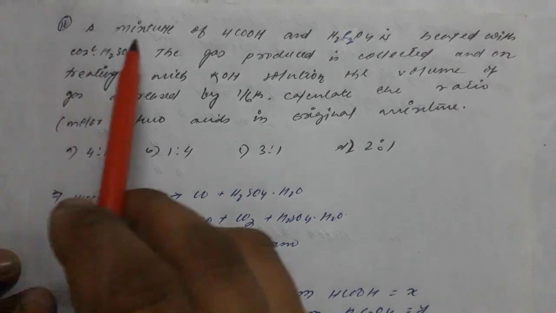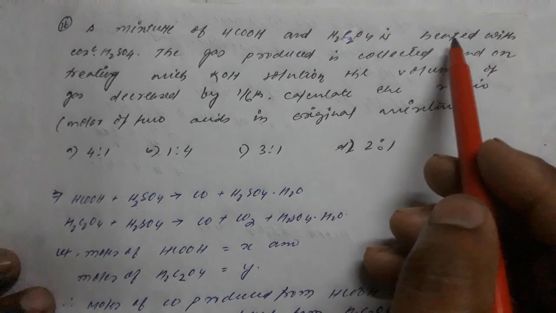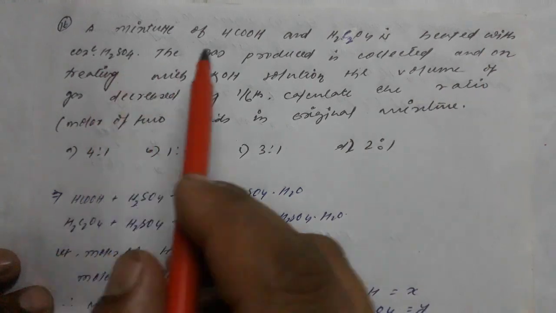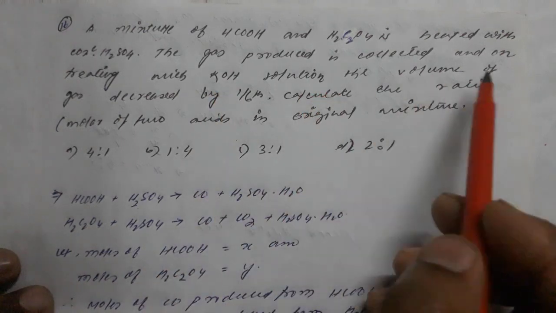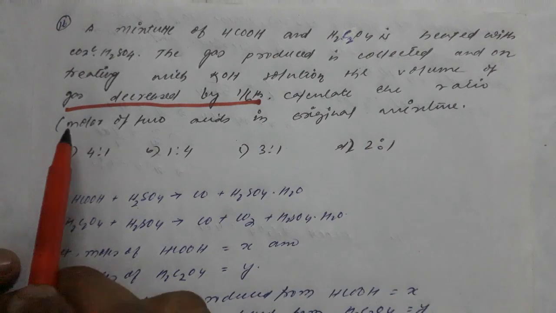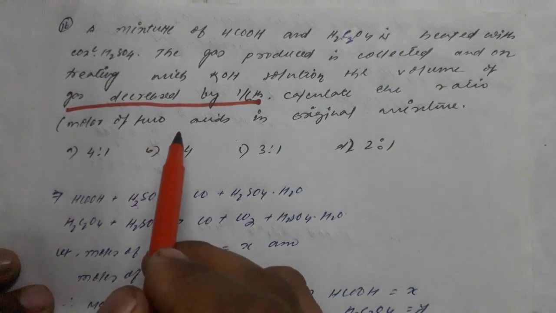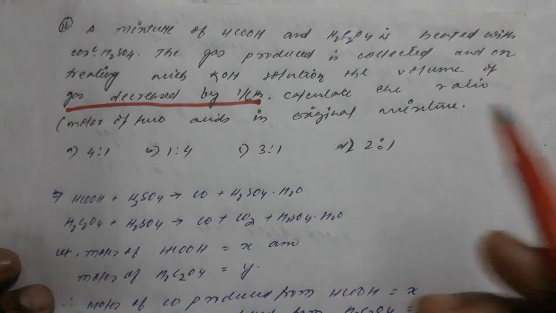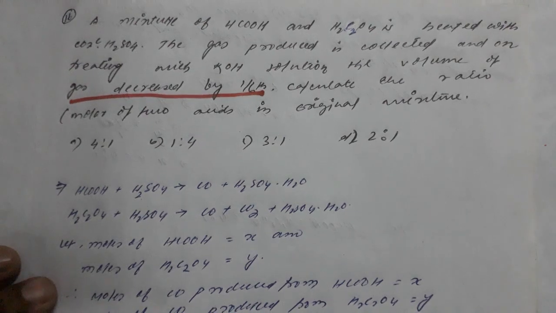Another question, guys. A mixture of methanoic acid and oxalic acid is heated with concentrated sulfuric acid. The gas produced is collected, and on treatment with potassium hydroxide solution, the volume of gas decreases by 1 by 6. Calculate the ratio of the moles of the two acids in the original mixture. So what is the ratio? We have to calculate it.